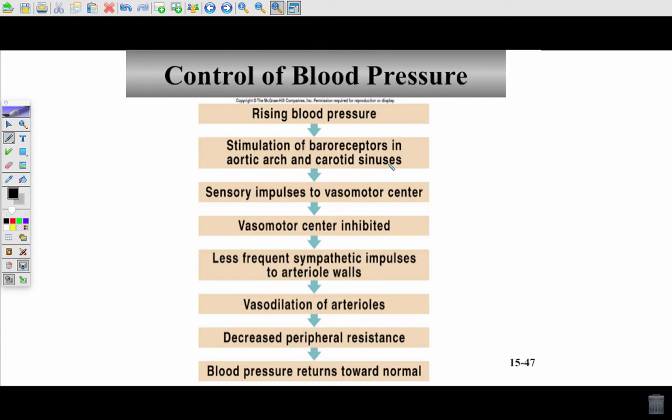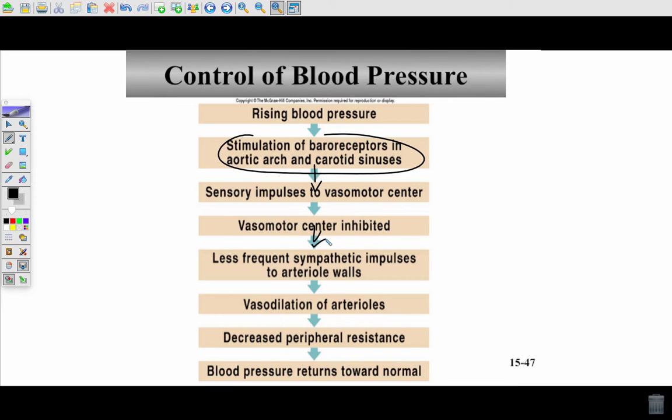All right, another situation is when we have rising blood pressure. Same idea: stimulation of baroreceptors in the aortic arch and the carotid sinuses sends another impulse to the vasomotor center in the medulla. And the vasomotor center can inhibit the sympathetic impulses of the arterial walls.